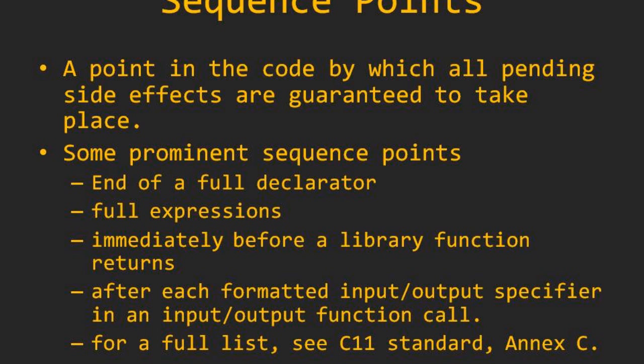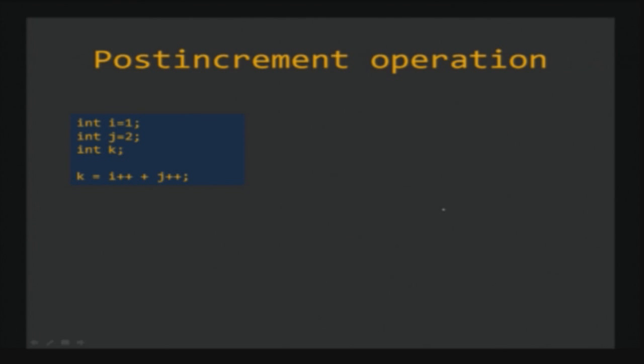Let us try to understand the post increment operation in slightly greater detail. If you say k equal to I plus j plus plus, there are two ways to do it. Of course, k equal to I plus j, where the old values of I and j are used, and then you calculate k and assign it to k. Then you can do I equal to I plus 1 and j equal to j plus 1, because the standard says that by the time you see the full expression, pending updates must have happened.